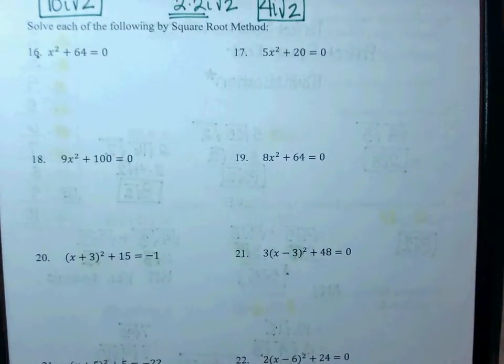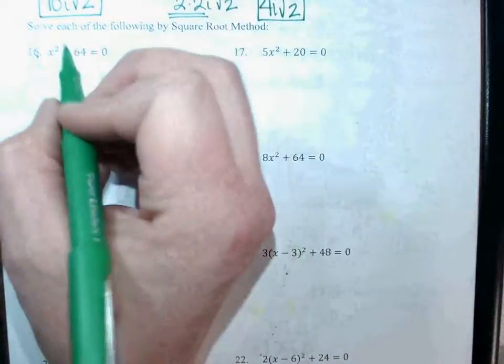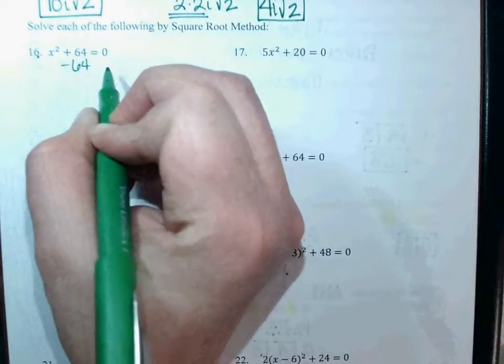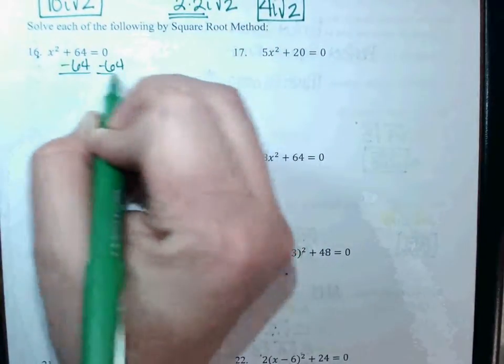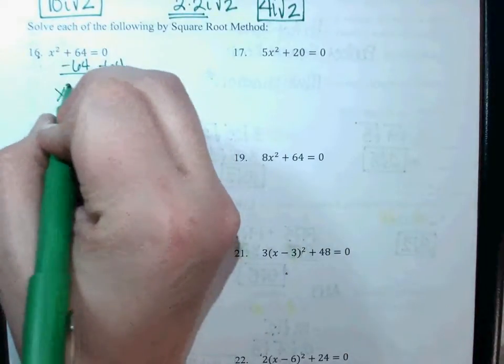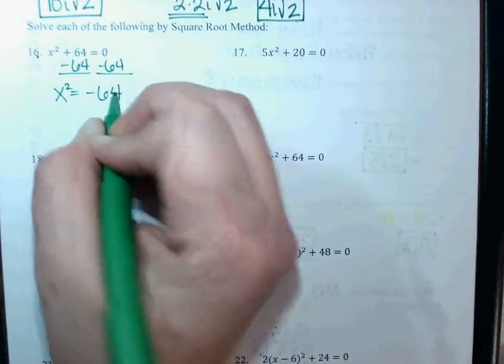Alright, so now we're going to practice, extra throwback, solving with square roots. But remember, whenever we got a negative, we'd say, oh, no real solution. Okay, not anymore. Now we can do it. So let's do number 16. What would I do first to get x squared by itself? Minus 64. So 0 minus 64 means x squared is negative 64.